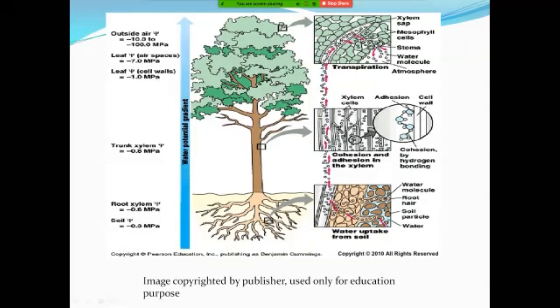These are the roots. The roots are having minus 0.3 megapascal water potential, so it is nearer to zero. The maximum is zero. As we move down, the water potential keeps on decreasing. So it is almost near to zero, so it is maximum. Upper in the root xylem, the water potential, moving horizontally like this. In the soil, the water potential is minus 0.3. In the root xylem, it is minus 0.6.